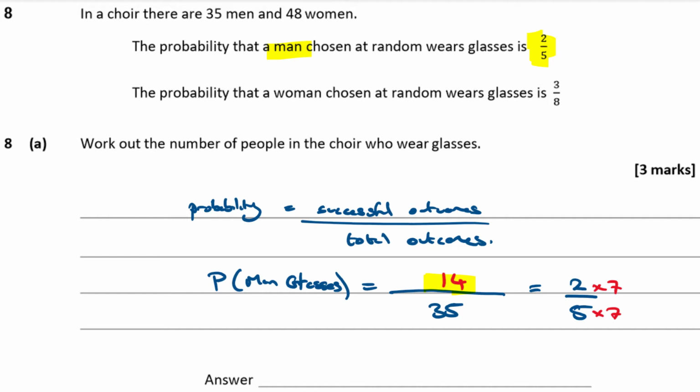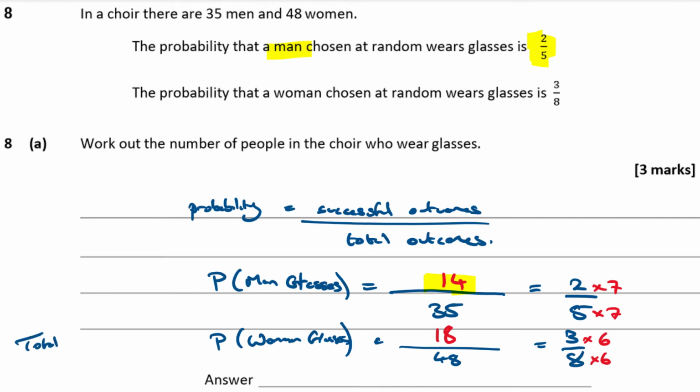Okay, we can do the same thing for women as well. So the probability of woman, glasses, that is going to be something over the total number of women, which is 48. And then we know that that is 3/8. Okay, so again, how many times does 8 go into 48? That goes in 6 times, so multiply that up by 6, and that's going to give me 3 lots of 6, that's 18 women wearing glasses. So then the total is going to be 14 plus 18 then, isn't it? Which is 32. Okay, so the answer is 32.